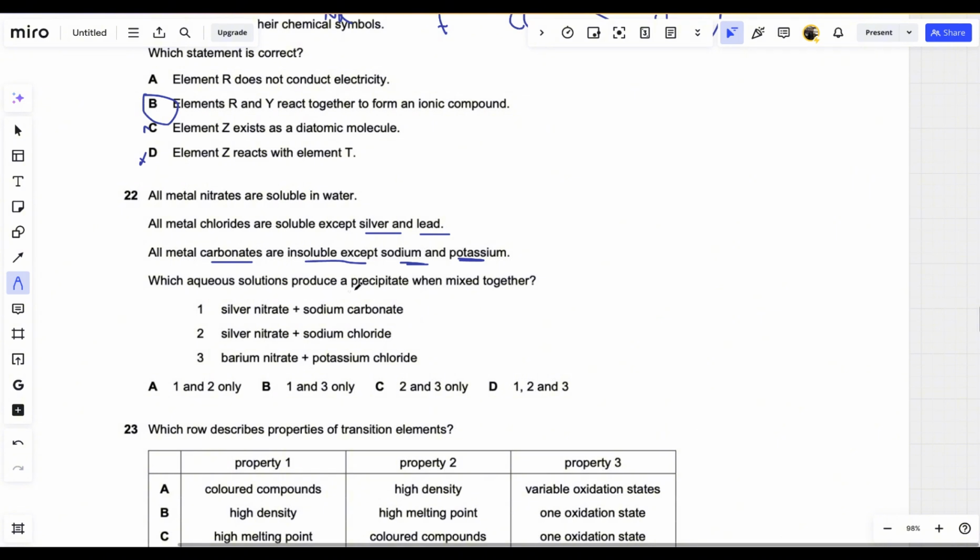Which aqueous solutions produce a precipitate when mixed together? Silver nitrate and sodium chloride will produce a precipitate. This one and 2 will produce a precipitate. Barium nitrate and barium chloride, no, they do not produce a precipitate. So I think we go with option 1 and 2. Now question 23.